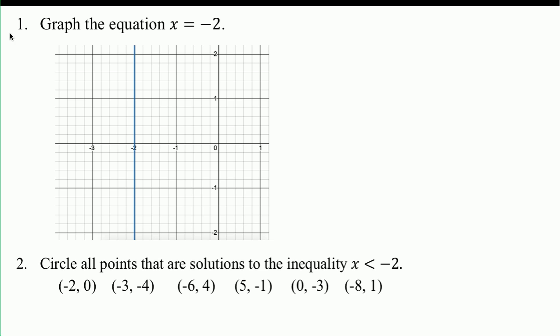Number 2 says to circle all the points that are solutions to the inequality x less than -2. So here we're looking for any point whose x-coordinate is less than -2. You should have circled (-3, 4), (-6, 4), and (-8, 1). That's (-3, -4), sorry.